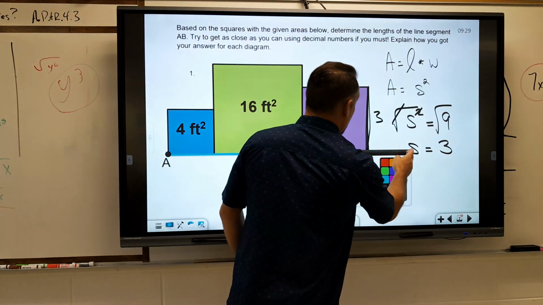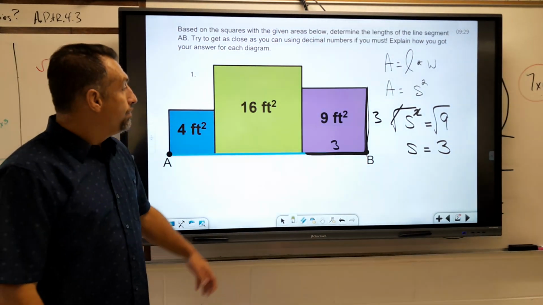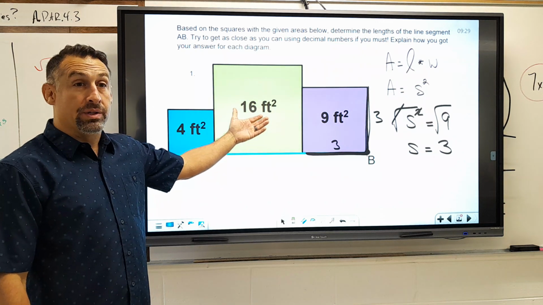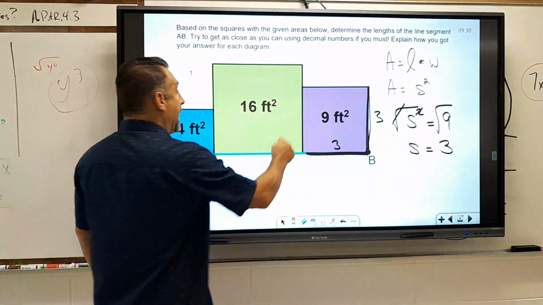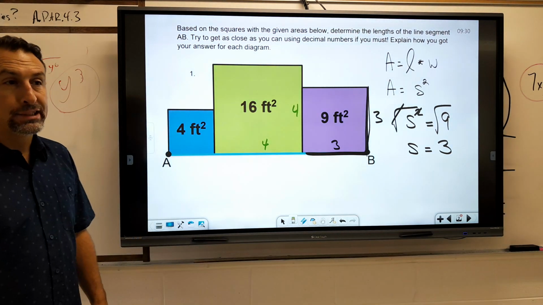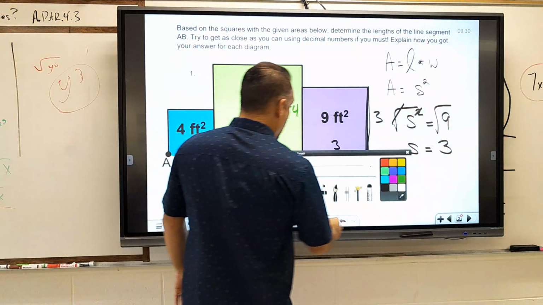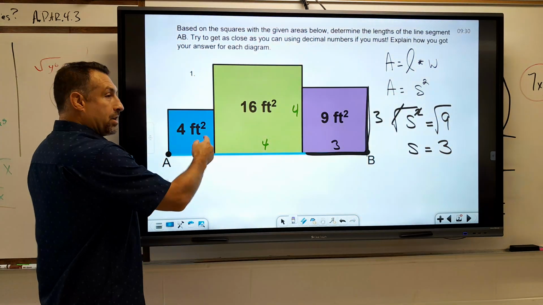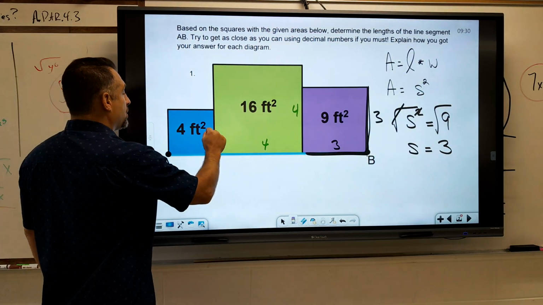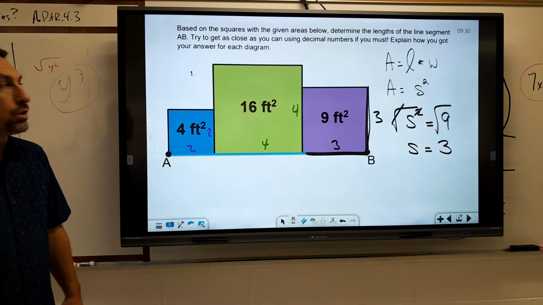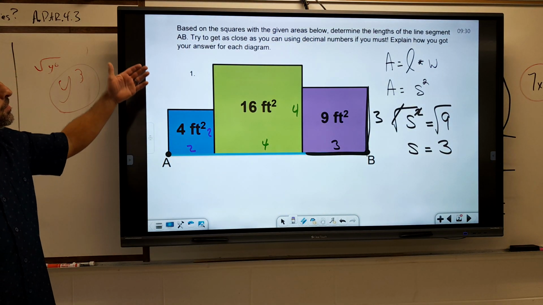Let's go to the green one. 4. Because the square root of 16 is 4. And 4 times 4 is 16. Let's do the blue one. 2. Because the square root of 4 is 2, and 2 times 2 is 4. Okay, so now read the question.